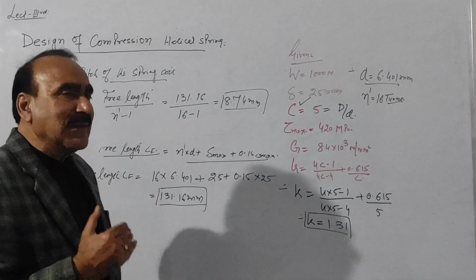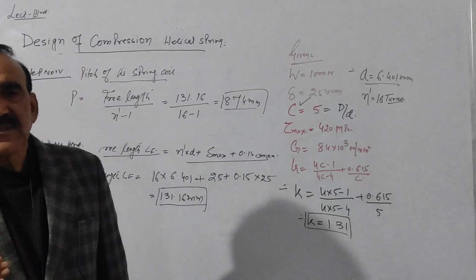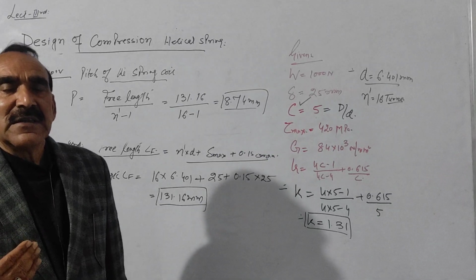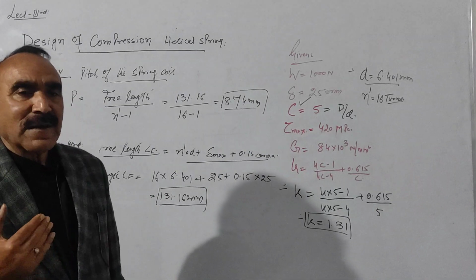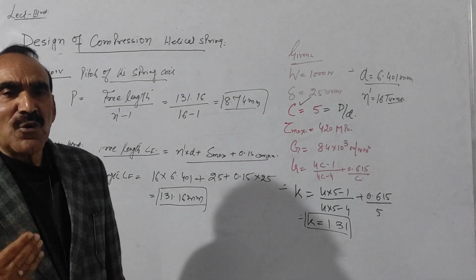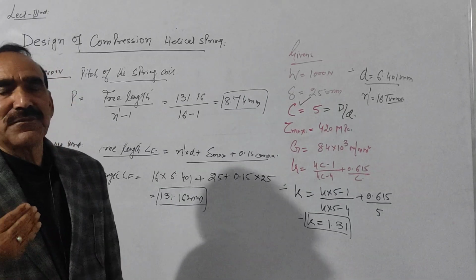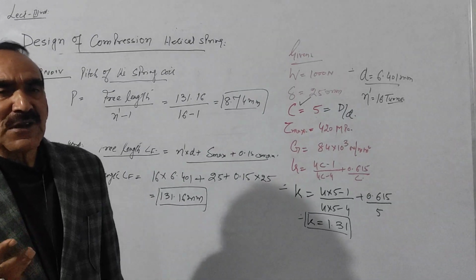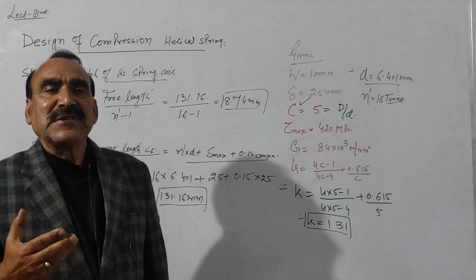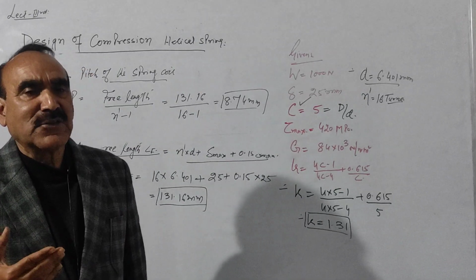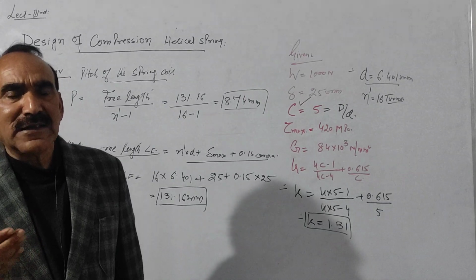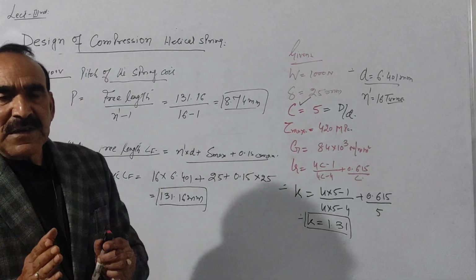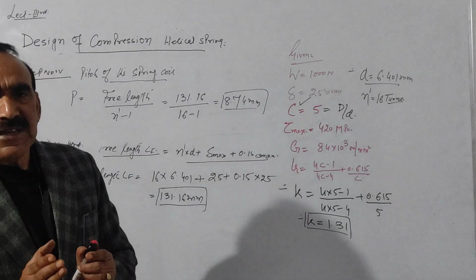Now after calculating these things, the next step is to calculate the number of turns. The number of turns appears only in the relation for the deflection of the spring. If you write down the deflection formula, you will find the number of turns term there: delta is equal to 8WD³N divided by GD⁴. By using this relation, we have calculated the number of turns. Number of turns we got, diameter of the spring wire we got, mean diameter we got.